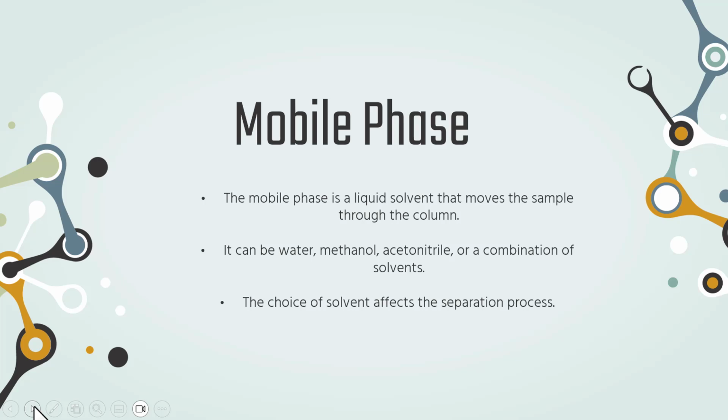Mobile phase. Let's dive deeper into the mobile phase. Mobile phase, a liquid solvent that moves the sample through the column. Common solvents include water, methanol, acetonitrile, or a combination of these. The choice of solvent is crucial because it affects the separation process. For instance, some solvents may be better at dissolving certain components, leading to better separation.